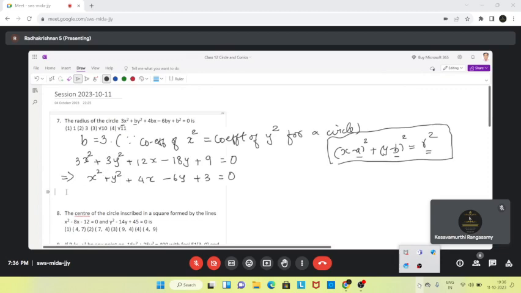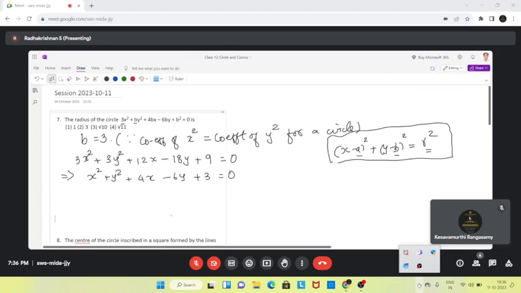Next, you bring the terms x square plus 4x together. So write x square plus 4x. Now what constant, if you add, will make it a perfect square? 2 square. So from the algebra formulas we have to add 4 to make it a perfect square.